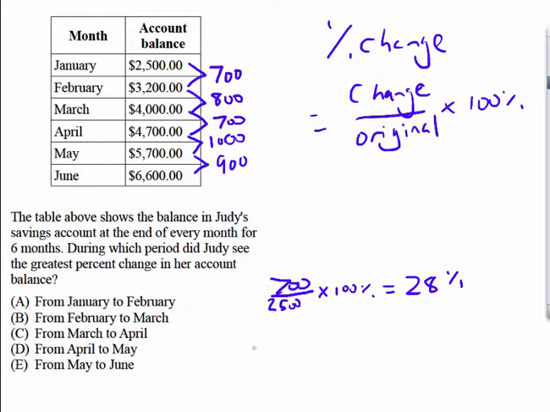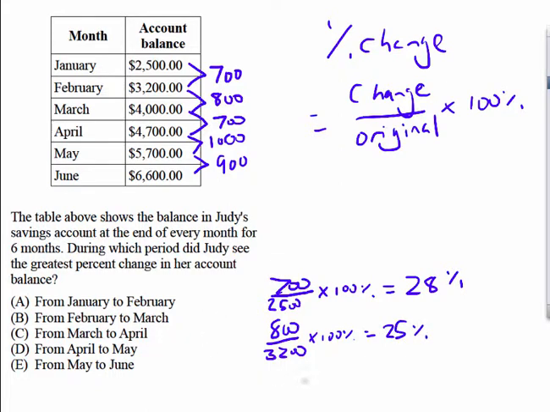Choice B is going to be 800 over 3,200, right? Because now we have $800 change over the new original. So February is the starting point for February to March, 3,200. So 800 over 3,200 times 100%. And that gives us, well, that's a quarter. So that's a little less than 28%. That's 25%.